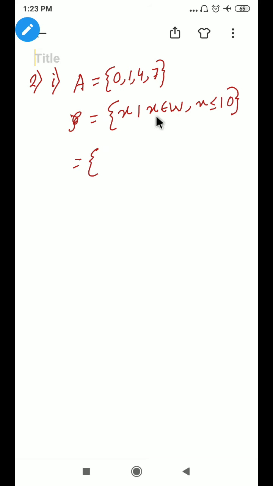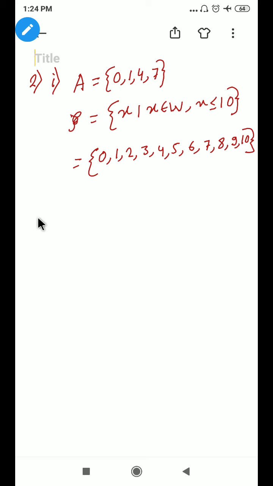So here it is given that x belongs to whole numbers and x is less than or equal to 10. So we know that whole numbers start from 0. So it will be 0, 1, 2, 3, 4, 5, 6, 7, 8, 9 up to 10, because it is given less than or equal to 10. That means you have to take the value of 10 also.